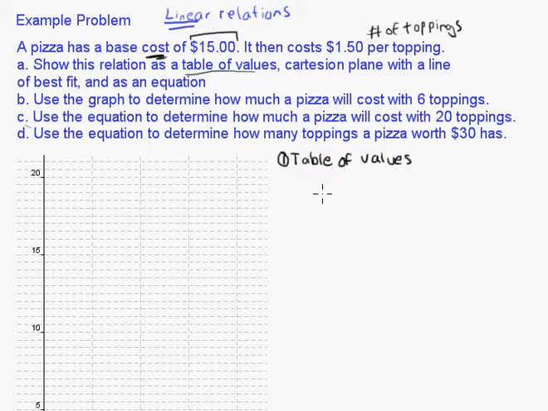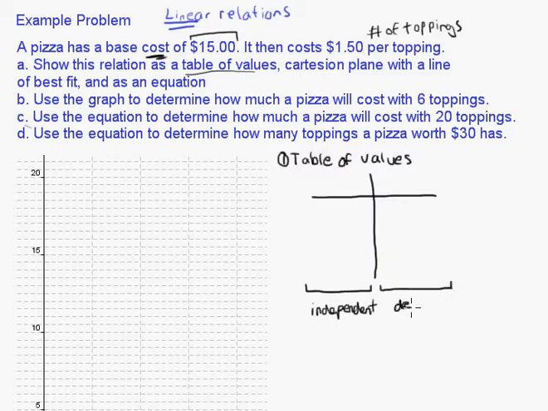When we set this up in our table of values, remember from previous videos that the first value that goes here is the independent variable, and the value that goes here is the dependent variable. The dependent variable is the one that depends on the independent variable. The dependent is the changing one, or the responding, basically.